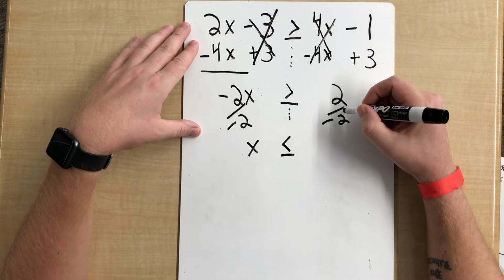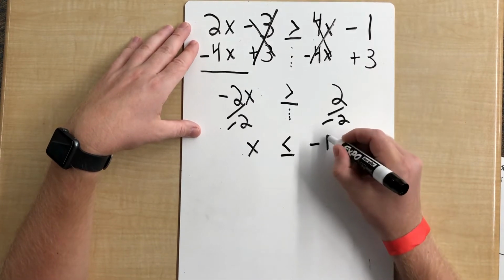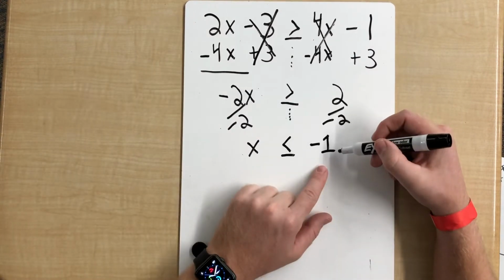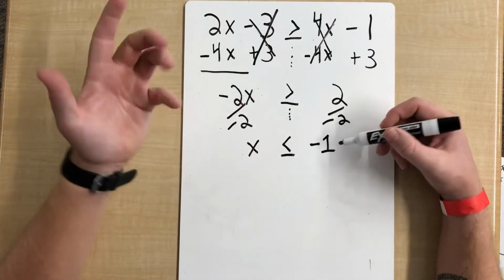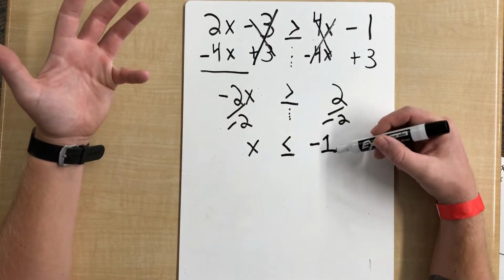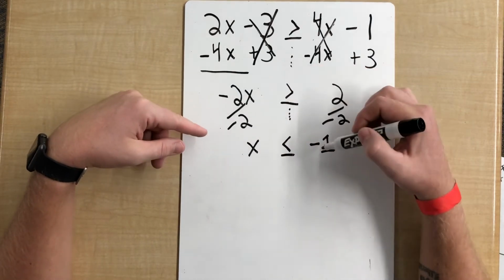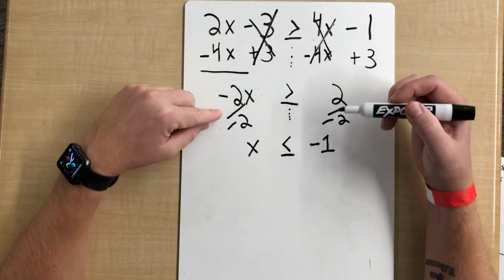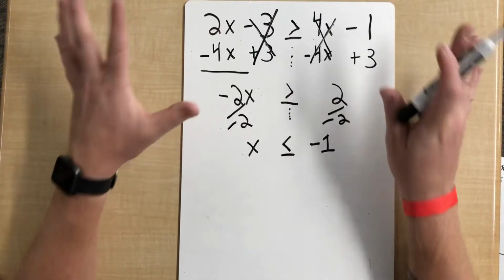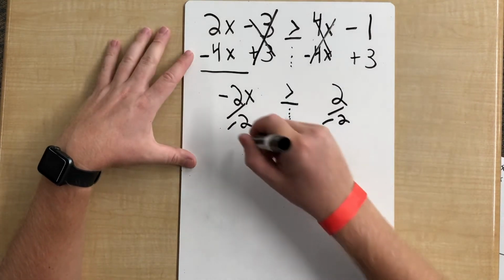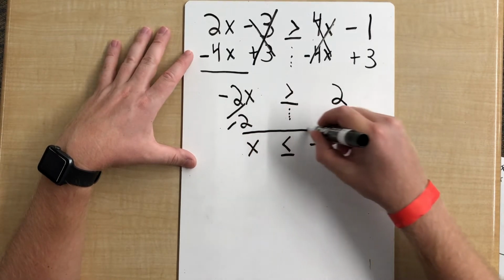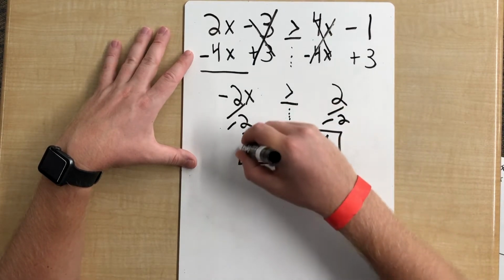2 divided by negative 2 is negative 1. It's okay if we get a negative answer. I know I went over this in the Zoom class yesterday. That's just our number, our marker right there. We did divide by a negative, we flip the sign. If we divide by a positive, nothing changes. The only thing that changes is when we divide or multiply by a negative. Okay, so here's my solution set. X is less than or equal to negative 1.